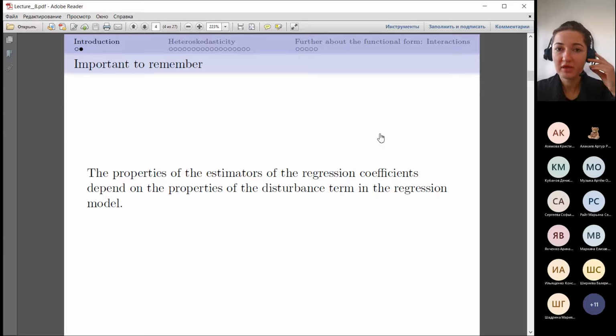Sorry, could you hear me? I have some message from Microsoft Teams about some problem with the internet connection, or is it okay? Yes, it's okay. Okay, so let's continue.